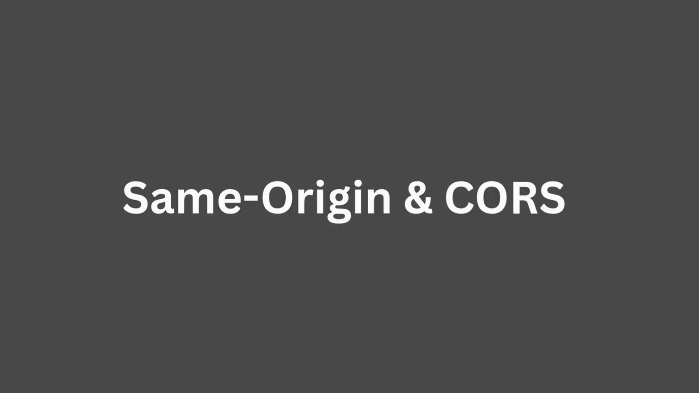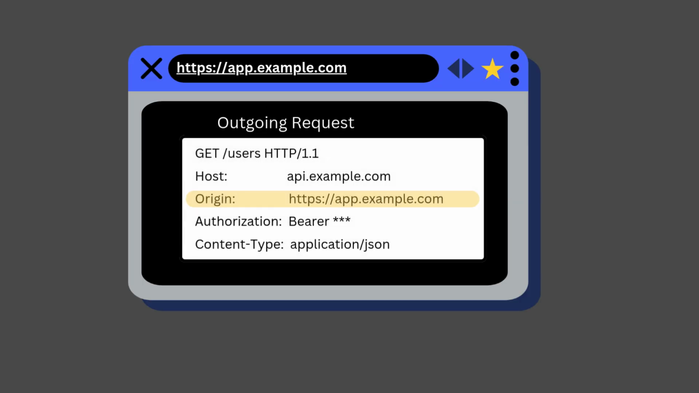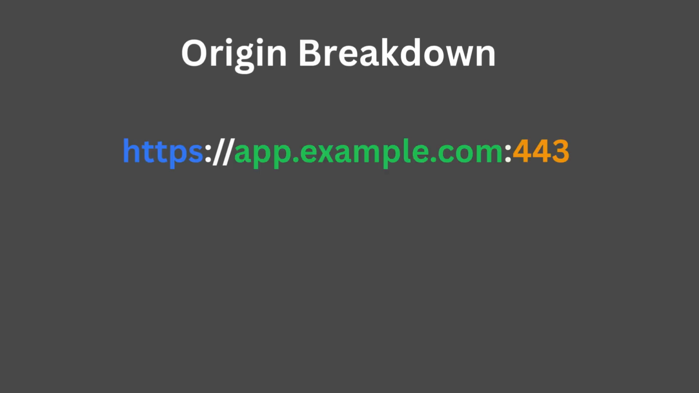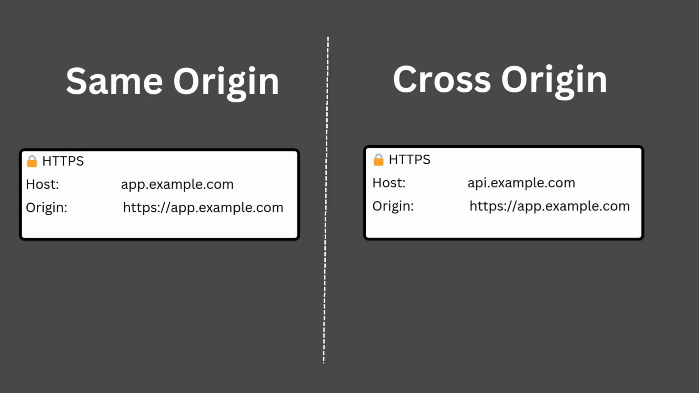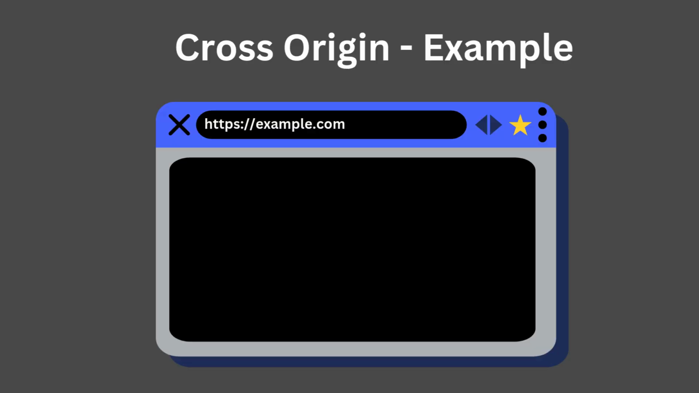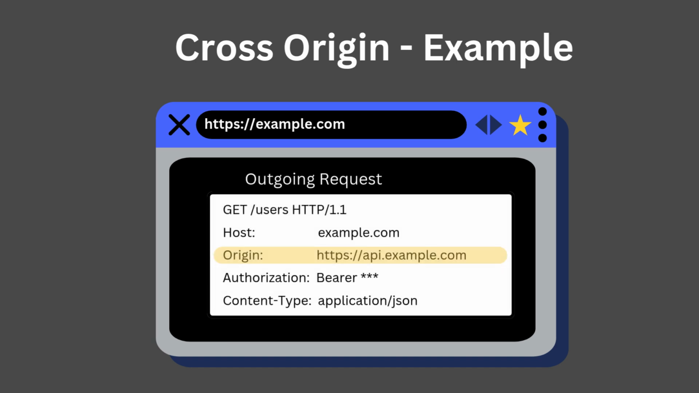Now let's understand how the browser decides whether a request is internal or external. It compares the request URL with the current page's origin. An origin is defined by three things: the protocol, the domain, and the port. If all three match, it is a same origin request. If any of them differ, it becomes a cross-origin request. For example, if your page is loaded from https://example.com and you make a request to https://api.example.com, this is considered a different origin.